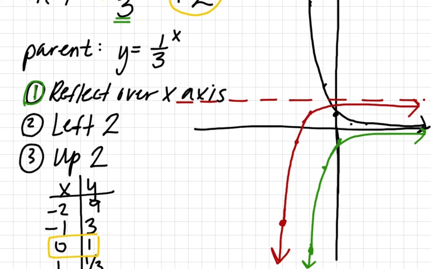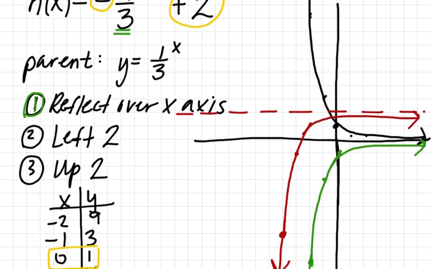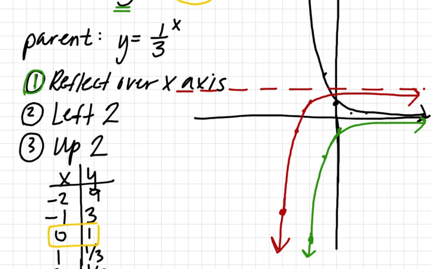And then just label your final answer. On this one, we called it h of x. So label your final graph h of x, so you know which one is your final answer. In my case here, the green one was the graph of y equals negative (1/3) to the x. That was just the reflection. And then what I have in red includes the reflection and the shift left 2 and up 2.